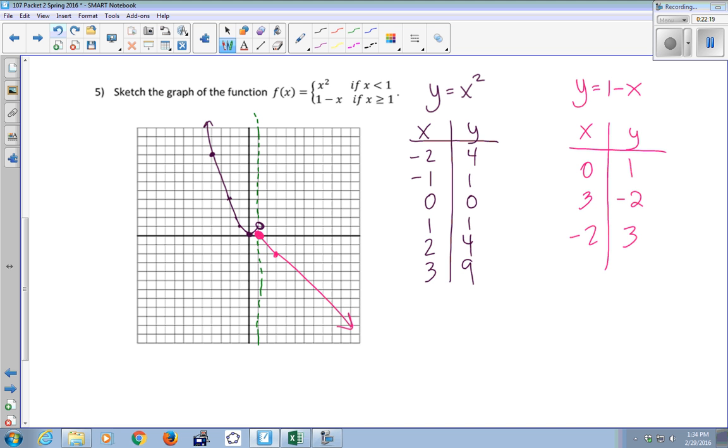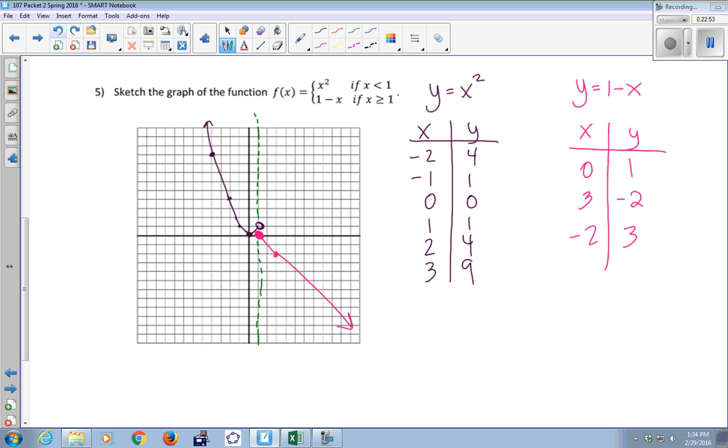Okay, so I just erased everything in the spots where they're not supposed to exist. So when I'm done, I should be able to read this and say, okay, I graphed x squared when x was smaller than 1. So to the left of x equals 1, I have a graph of x squared. To the right of x equals 1, I have a line 1 minus x. And then I have an open circle and a closed circle depending on whether I have a less than or greater than or equal to. Right?